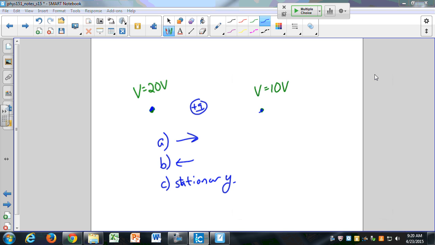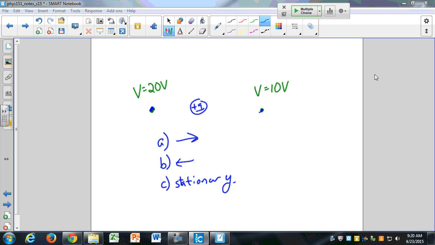Because objects in general move in the direction of decreasing potential energy. Like if I have a stone on a hill and it rolls down the hill, what's happening to its potential energy? Increasing or decreasing? It's decreasing, right? Because it's dropping its height. And a similar thing for charges. Objects in general move from high to low potential energy. And that's what this charge is doing. It's moving from a point of high potential energy to a point of lower potential energy.